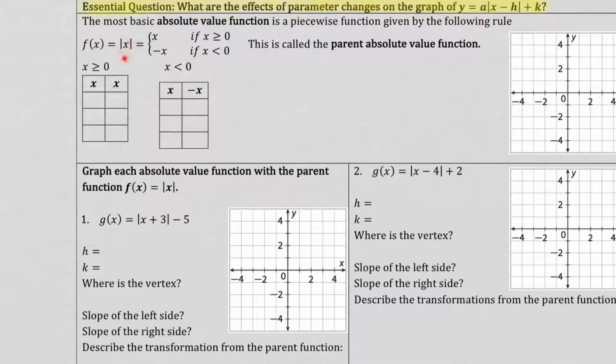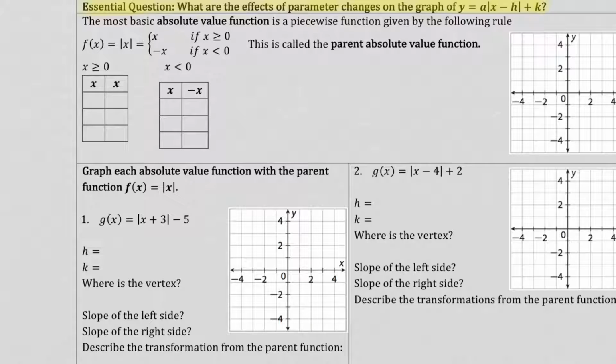Really, an absolute value function is a piecewise function, right? Something that we have been looking at this week. A piecewise function that looks like this. So it's x if x is greater than or equal to 0, and it's negative x if x is less than 0. So it's called the parent absolute value function. This one right here is the parent absolute value function because it's the most basic one of all. We're going to graph this one real quick.